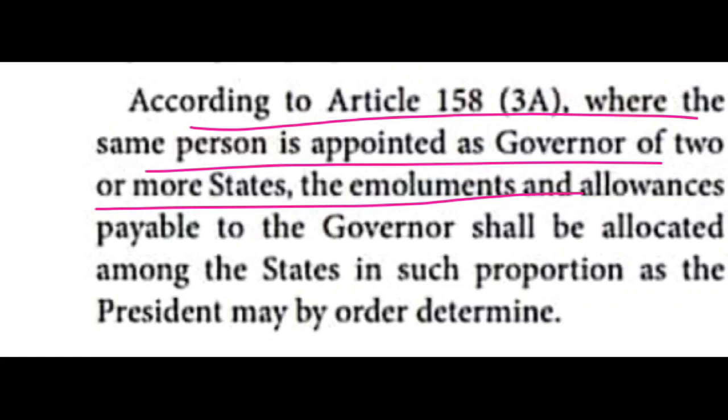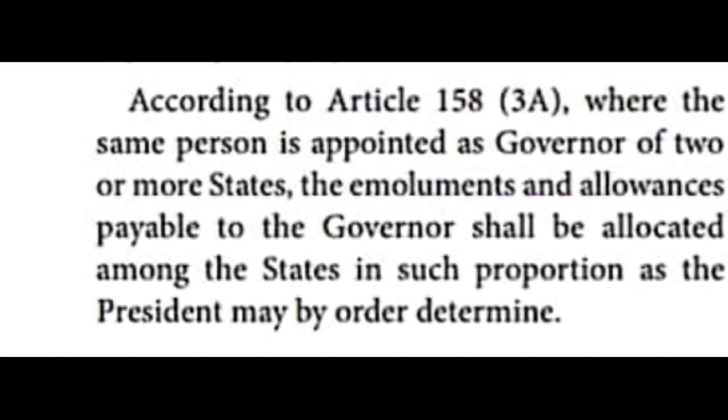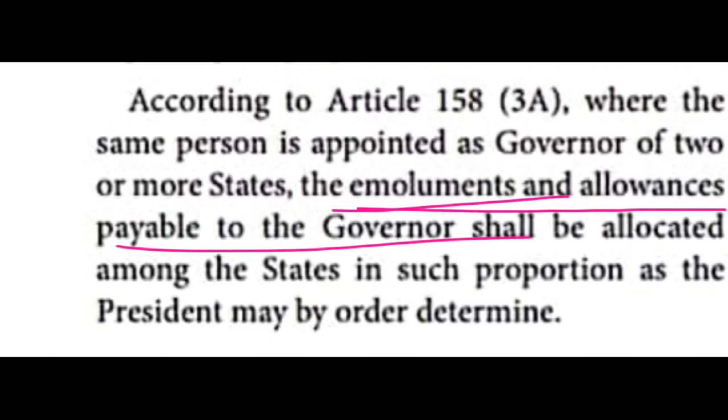On the basis of this, the salaries, emoluments, that is, the pay, salary, allowances, fees, payable to the governor, who has to decide them? If a person acts as governor of two states, then the particular states only have to decide the salaries as well as allowances of the governor.